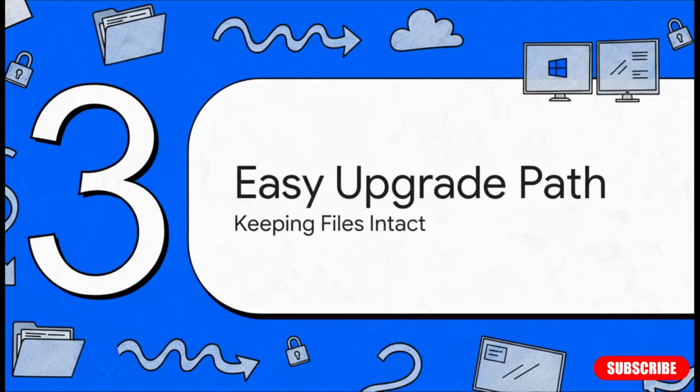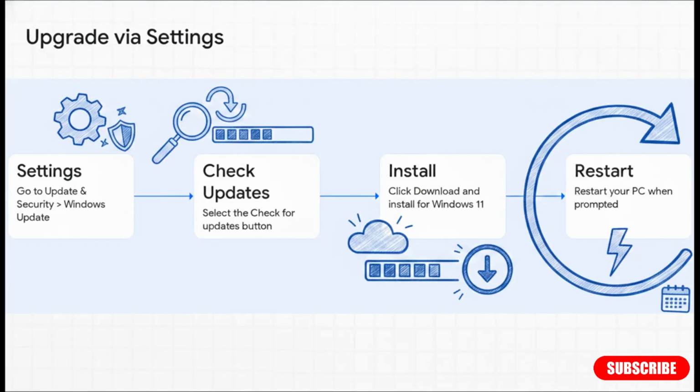Section 3. The easy upgrade path, keeping your files intact. If you decided to keep all your files and settings just the way they are, this is for you. And honestly, it's amazing how simple Microsoft made this. It's basically like downloading a standard security patch. You just pop into your settings, go to Windows Update, hit check for updates, and if your PC's ready, Microsoft literally hands you a download and install button for Windows 11. You click it, let it download its 5-ish gigs, and your PC handles the rest.